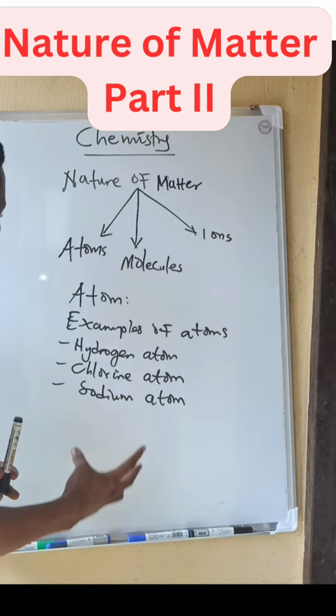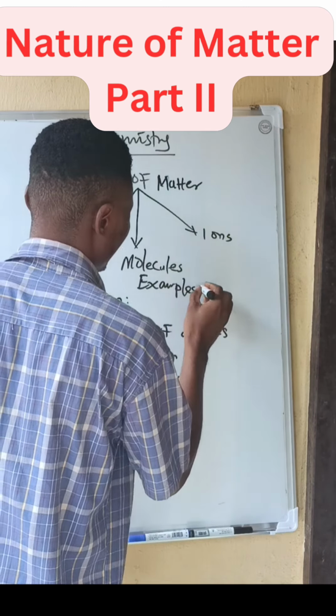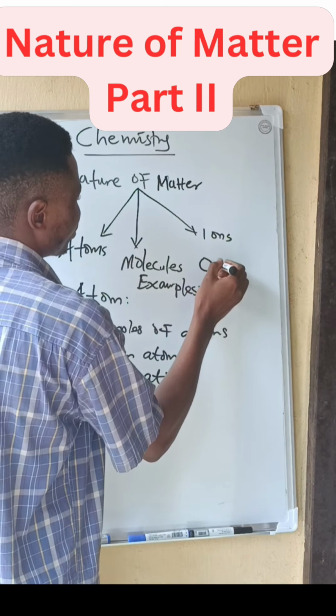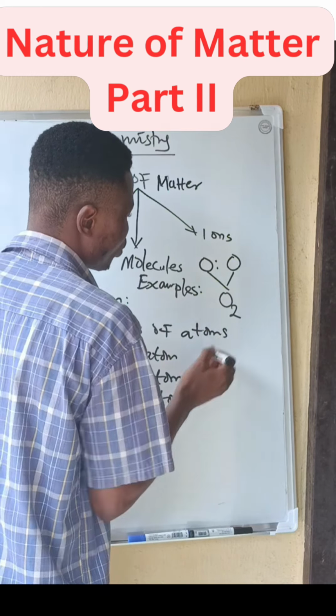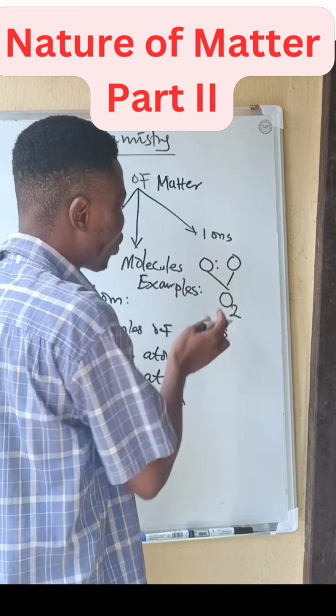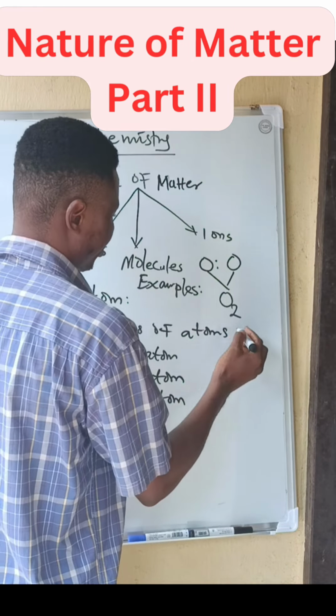For example, let me show you examples of these molecules. When oxygen, these two oxygen atoms combine together, it forms O2. So this O2 now is what we call a molecule.